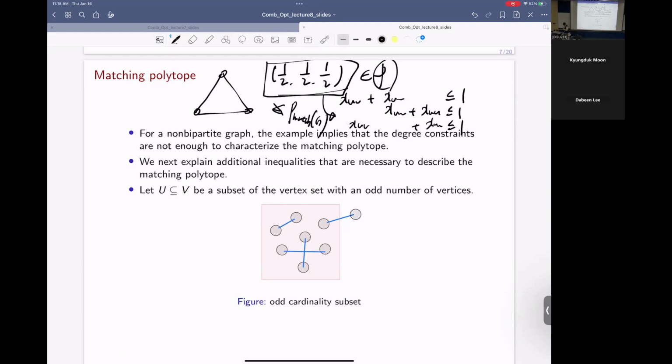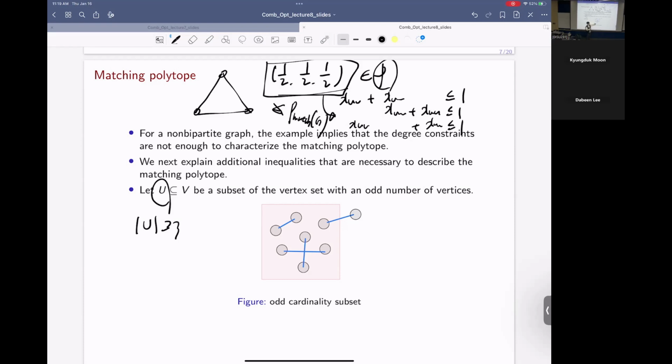And the idea is the following. I'm going to take an odd number of vertices U with at least 3 vertices. Okay. So if you look at this example, I took a subset of 7 vertices. And what I'm going to do is count the number of matching edges that are fully contained in this set. Being fully contained means that both endpoints of that edge are part of this set U.